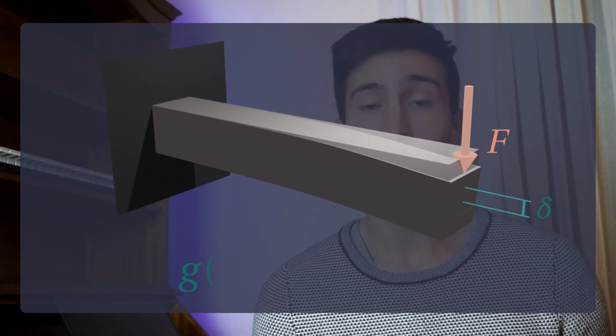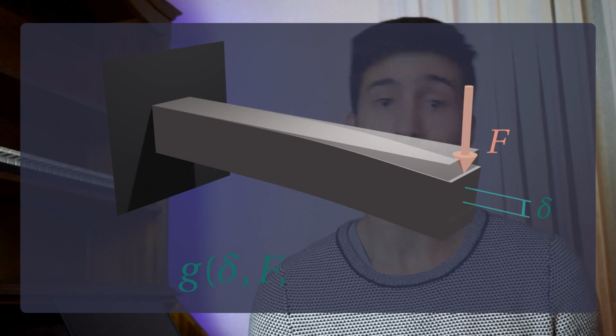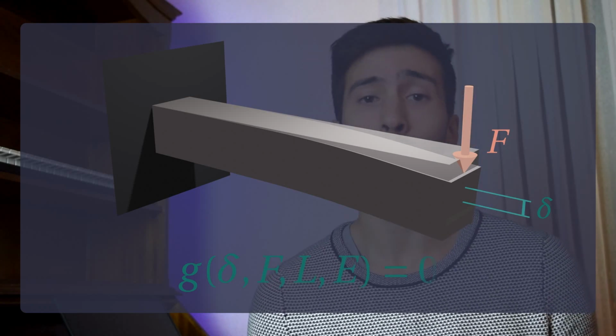Now, let's look at two simple examples to see how we can use our physical intuition to improve our results coming from dimensional analysis. In our first example, we are asking what is the deflection at the end of a cantilever beam when we apply a force at its free end. The relationship we are looking for is between the deflection, the force, the length of the beam, and the Young modulus. I think that the inclusion of the deflection, the force, and the length of the beam are fairly straightforward, considering the Young modulus of the material may not be as obvious.